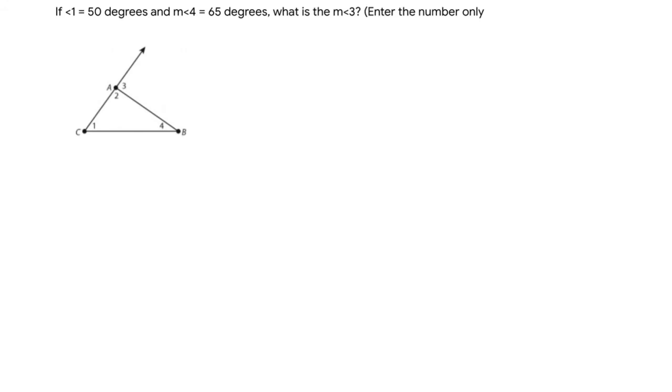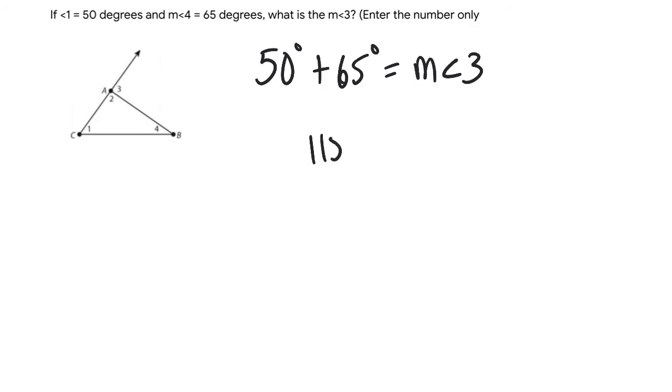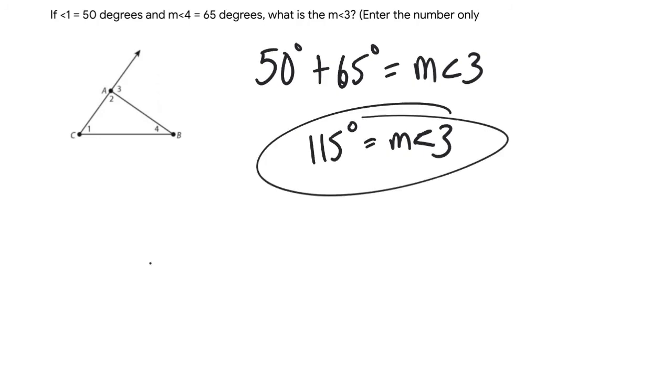Exterior angle theorem problem. I have that angle 1 is 50, so this angle would be 50 degrees. Angle 4 is 65 degrees, and it wants to know what angle 3 is. Exterior angle theorem says that the remote interior angles, in this case the 1 and the 4, when added together will give us our exterior angle. So our measurement of angle 3 would be the same as those two added together, which is 115 degrees. So measure of angle 3 would equal 115 degrees. That would be our final answer. That's the only thing you're doing here. Add this angle to this angle, it'll give you the exterior angle.